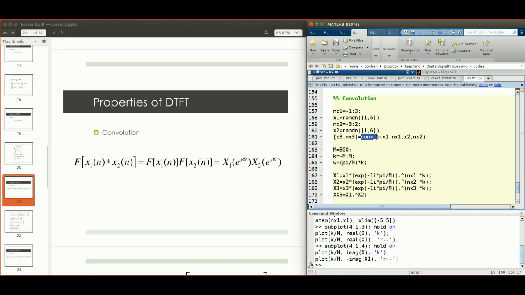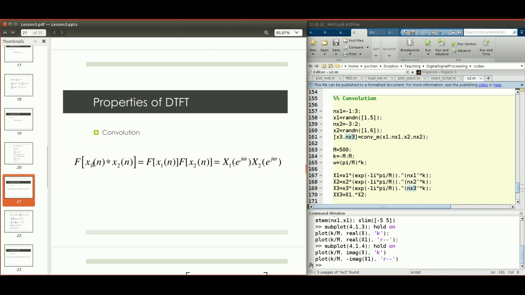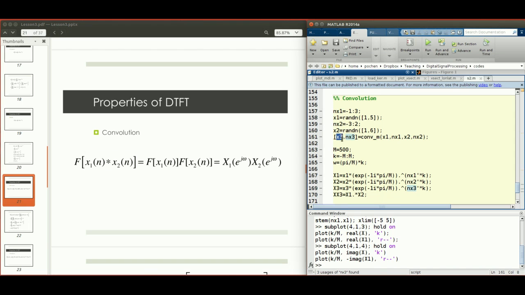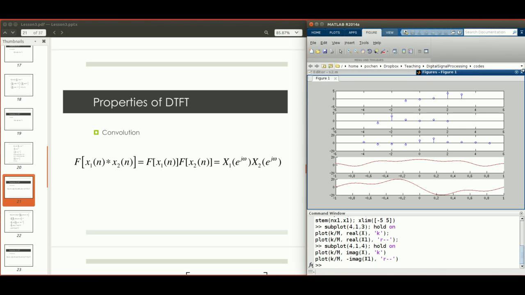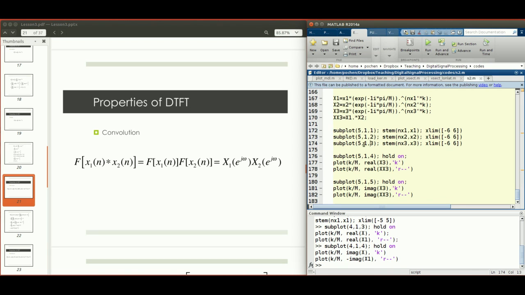Of course, we have to convolve them together. We are using our own convolution code, conv_m, with x1, nx1, x2, nx2. And the output of the convolution is put into x3, nx3. So x3 and nx3 hold the convolution result of this thing under the selection. So the convolution of x1 and x2 is stored in x3 and nx3. Let's look at these three signals. Let me open a new plot.